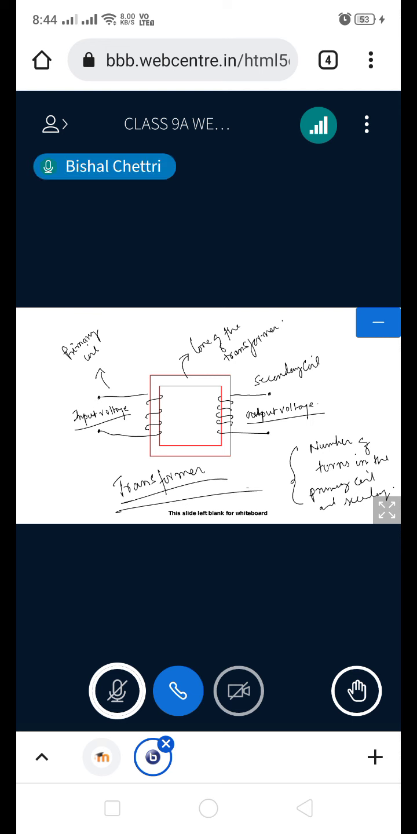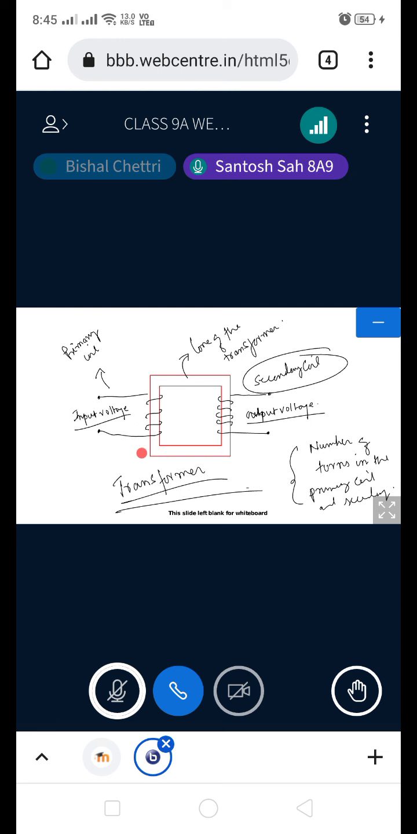Okay, so the number of turns in the primary coil and secondary coil will help us to understand the difference, means will help you to identify whether it's a step up or a step down transformer. Now, how? If there are more number of turns, then it will be a step up transformer. In which coil should there be more turns? The right one, means the secondary coil.